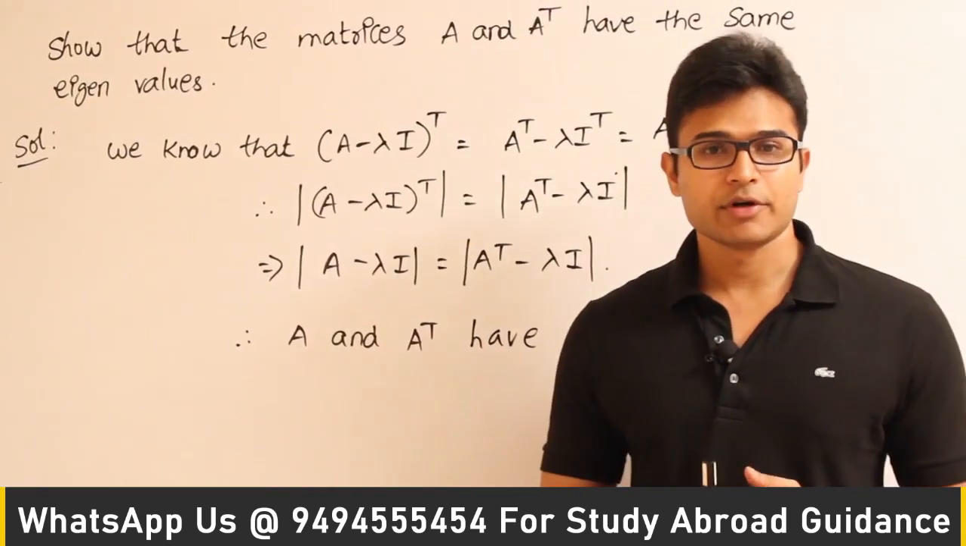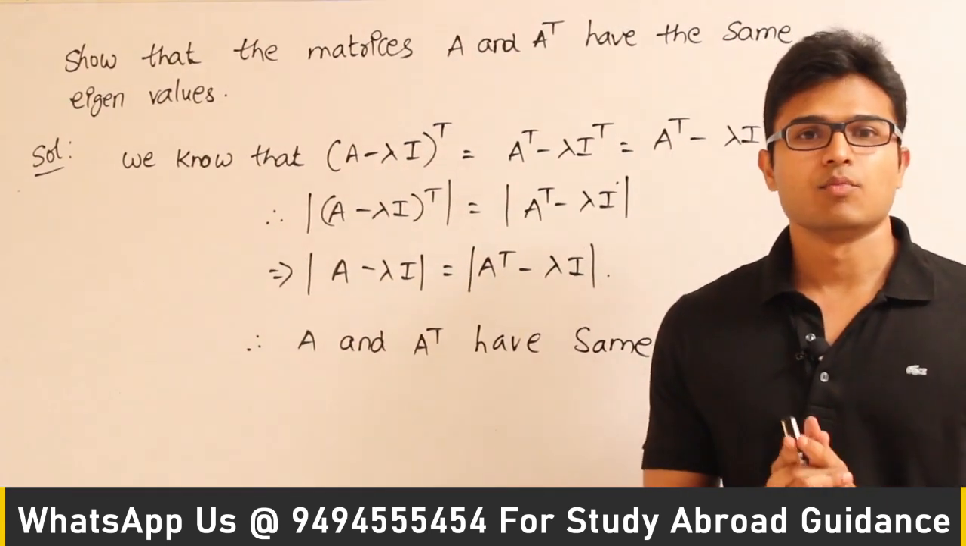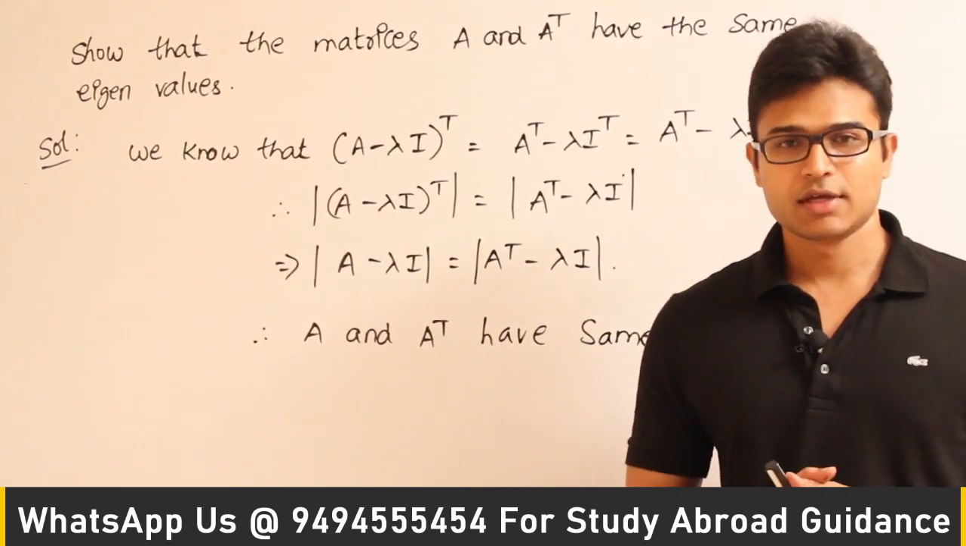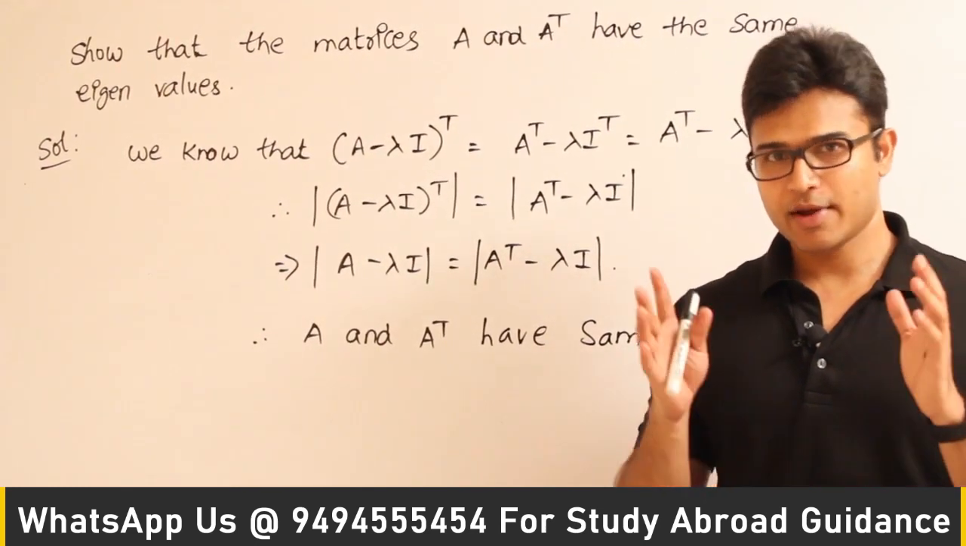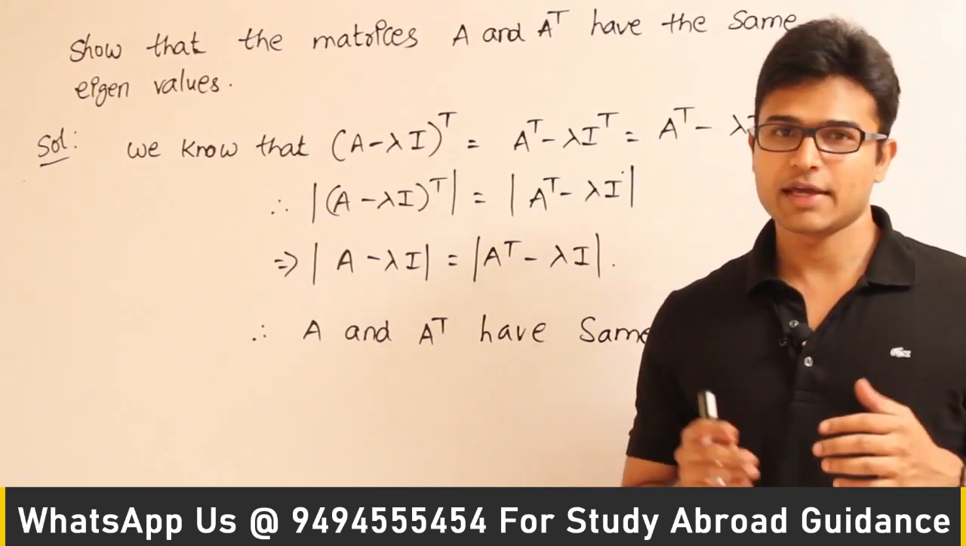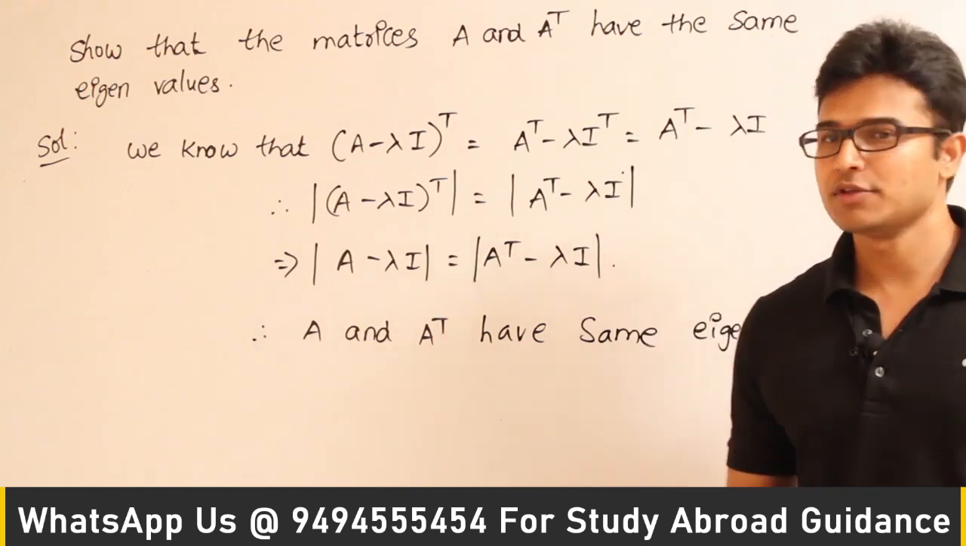See, this is an important point that you should remember. Both A and A transpose will have the same eigenvalues. So what I mean to say is, if you have a matrix A, and you take the transpose of it and try to find the eigenvalues, then both of them will have the same.